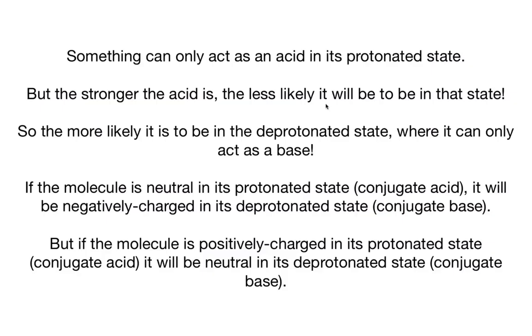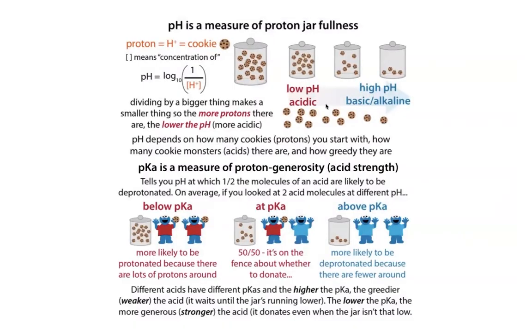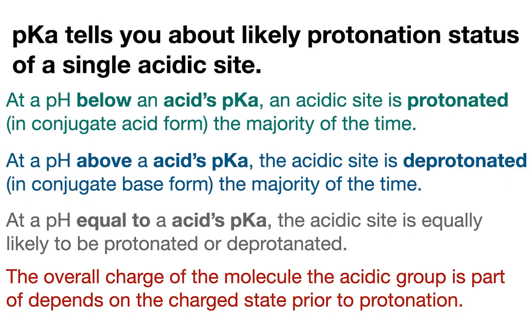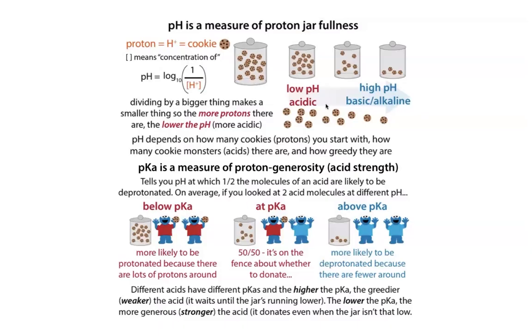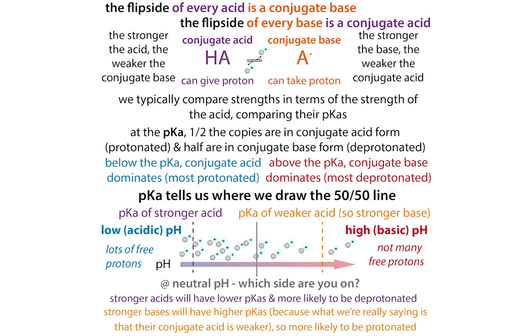And this is all assuming that we're talking about a single site. When we're talking about a single site, we can talk in terms of the pKa for that site. When the pH equals the pKa, you have equal amounts of acid and base. If you're below that pKa, now that jar is fuller, there's more protons around, you're more likely to be protonated. But if you're above the pKa, there's fewer protons around, that jar is more empty, and so you're more likely to be deprotonated. And this is true no matter what acid we're talking about. What's going to change is the pKa. Different acids, different deprotonatable sites are going to have different pKas.